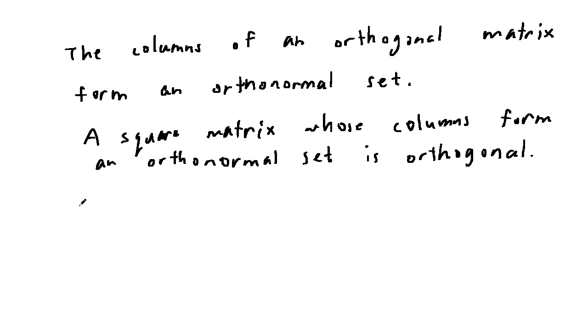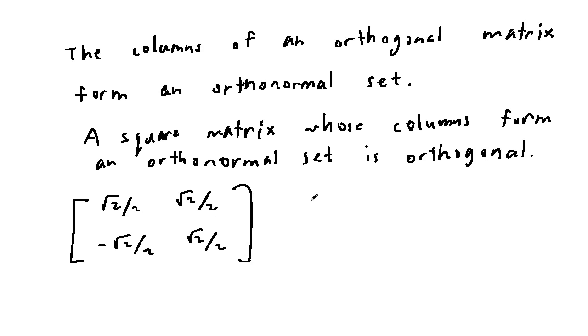For example, this matrix, this is an orthogonal matrix. Because its columns form an orthonormal set. Okay, so this column is orthogonal to this column, and each column has norm 1.